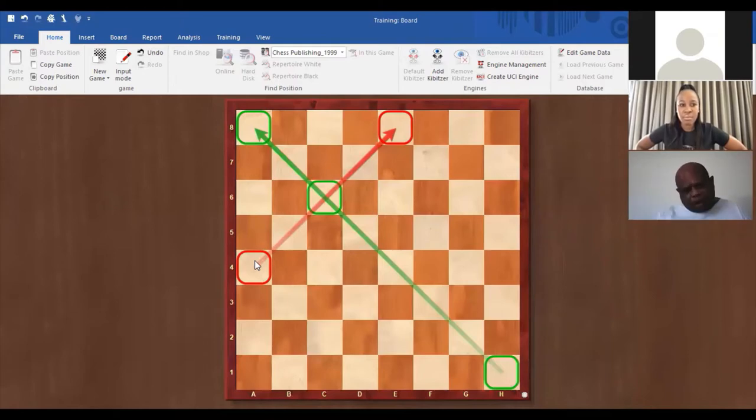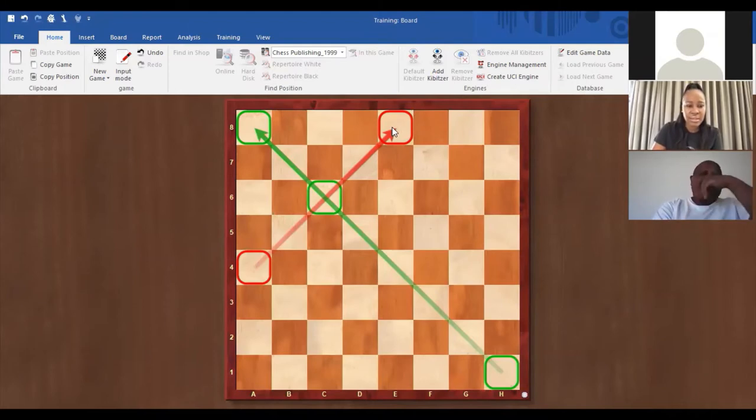Many methods. So if we were to use the mathematical approach, we would have to write down all the squares on each diagonal. For example, we would say A4, the next square would be B5, the next square would be C6. Notice I'm writing the squares on the diagonal, right? The next one would be D7, and then the last one would be E8. That would be one diagonal.